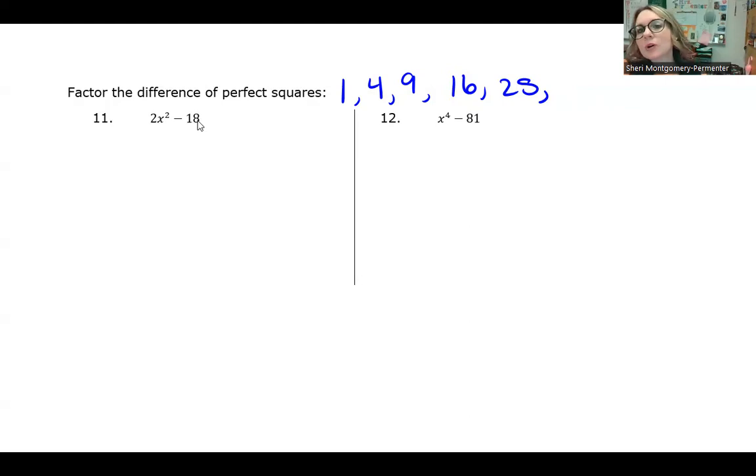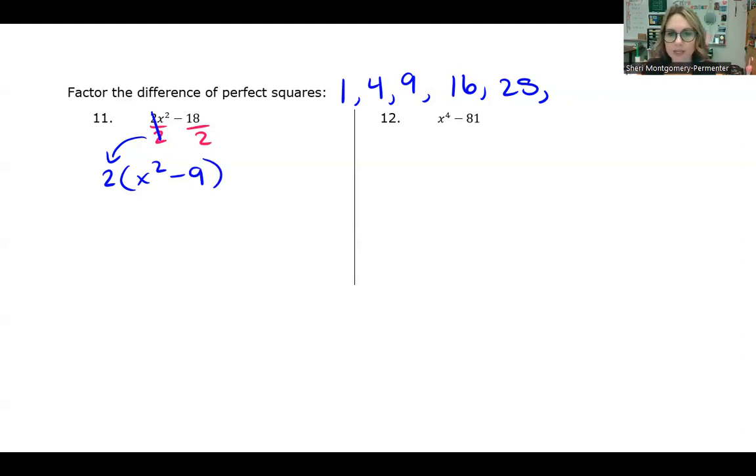Because, like it says on the board, you have to factor out the GCF. There is a GCF. They're both divisible by 2. So you factor out that 2 and you put it in front. 2 divided by 2 is 1. 9 is definitely a perfect square. It's the same thing as 3 squared. So what if I rewrote that as 3 squared? Then I can use that formula.